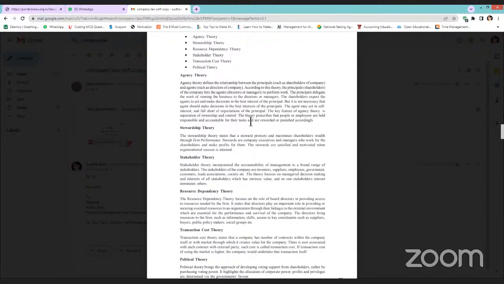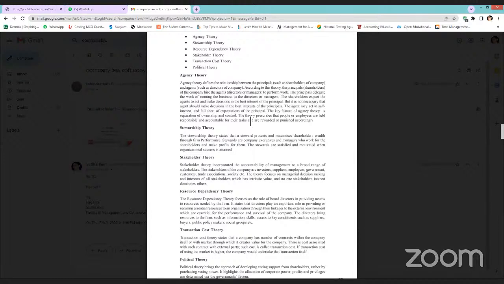Stewards are company executives and managers who work for the shareholders. The stakeholders of a company are investors, suppliers, employees, government, customers, trade associations, society, etc. The theory focuses on manager decision making and the interest of all the stakeholders. The shareholders place their trust in the stewards, the company executives and managers, who work to make profit for them. The stewards are satisfied and motivated when organizational success is attained.